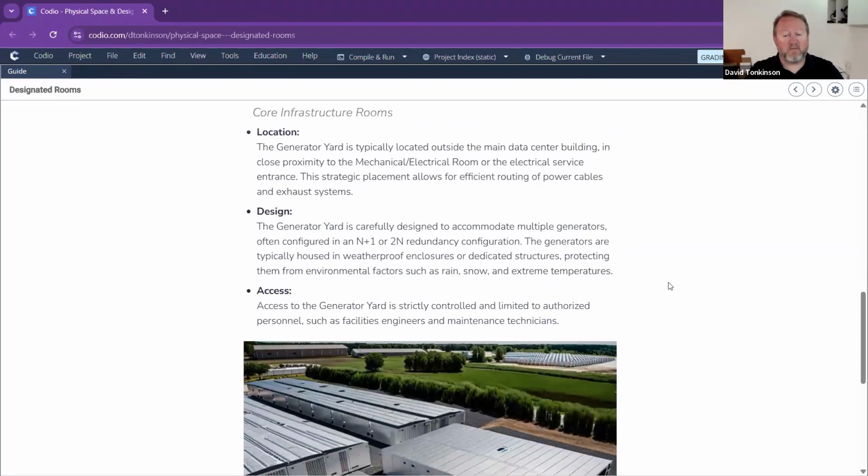Now, who remembers the N+1 and 2N redundancy configurations that we spoke about when we spoke about diesel generators? Extra generators for full power. Let's do a very quick quiz here. If my data center requires 4 diesel generators when there's a requirement for it, how many generators do I need to purchase if I'm running an N+1 configuration?